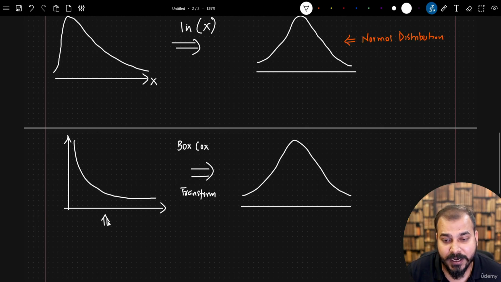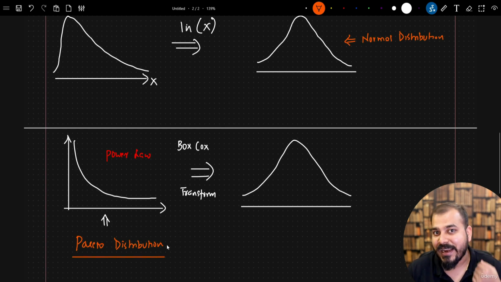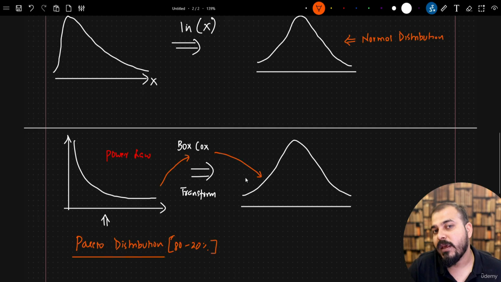Now, any data which follows this kind of power law distribution, we call a Pareto distribution. In my next video, we will try to understand the Pareto distribution. But in short, this again follows an 80-20% rule. It follows the power law distribution. And if we apply a Box-Cox transform to this kind of data, we will be able to get a normal distribution. In order to validate a normal distribution, we can use a QQ plot.